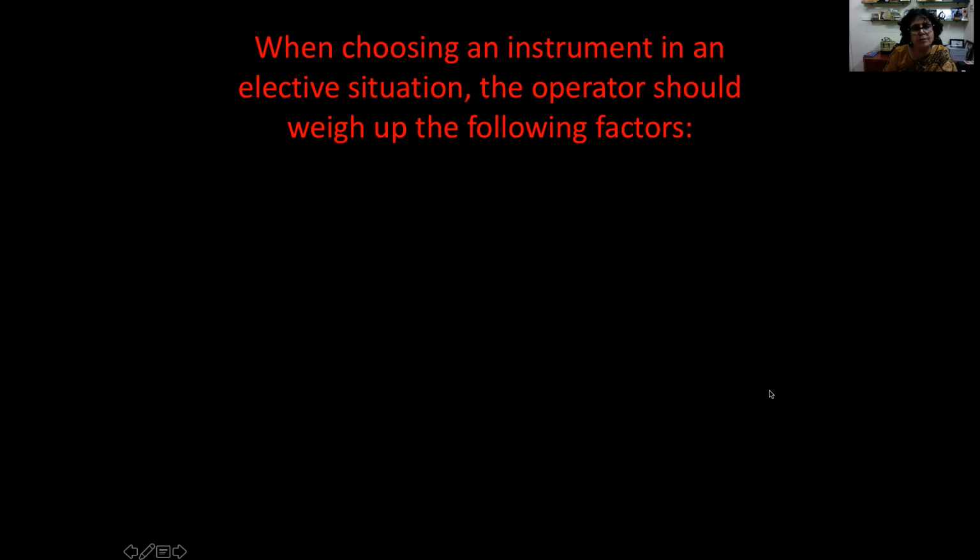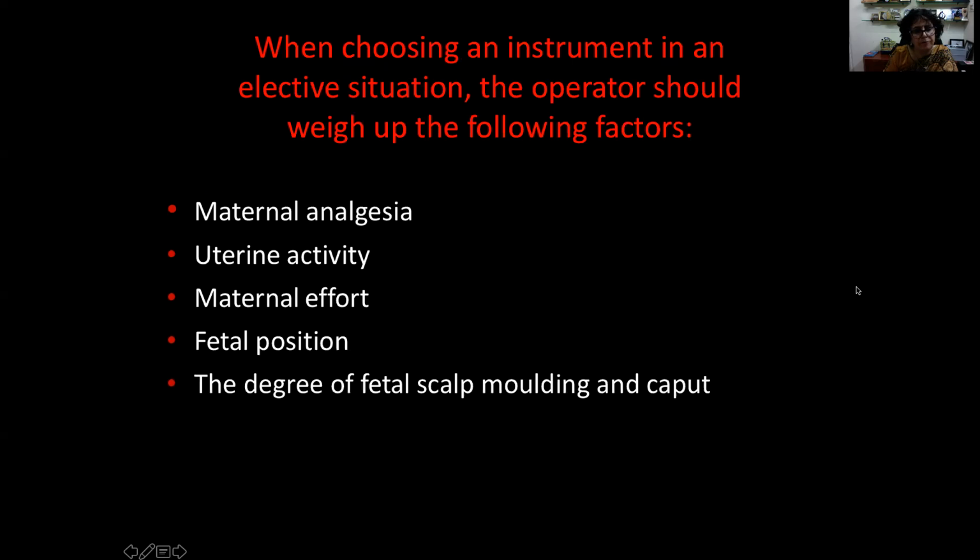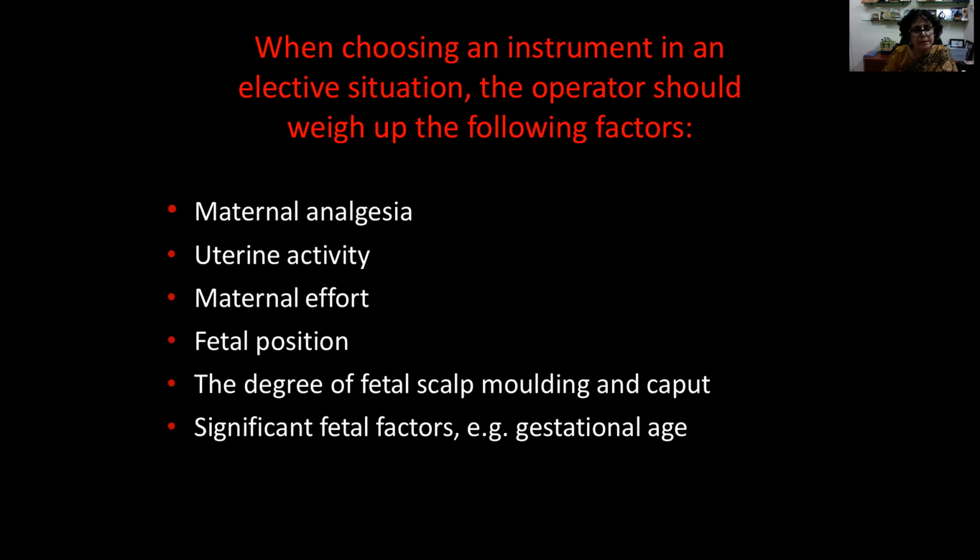Keilland's forceps is also a choice, but when choosing the instruments in an elective situation, the operator should weigh the following factors. Number 1 is the analgesia for the mother. Number 2, uterine contractions. Number 3 is the maternal effort, very important. Number 4 is the fetal position. Number 5 is the degree of fetal scalp molding and caput. And last is the significant fetal factors such as gestational age.